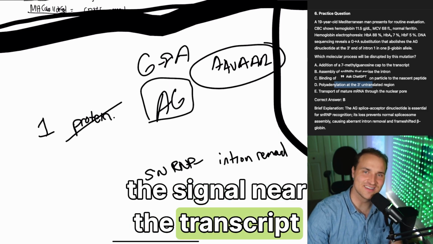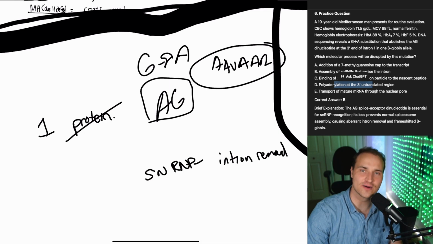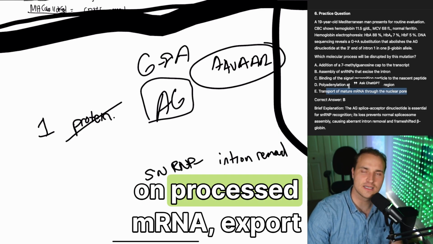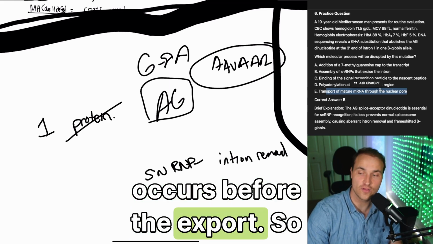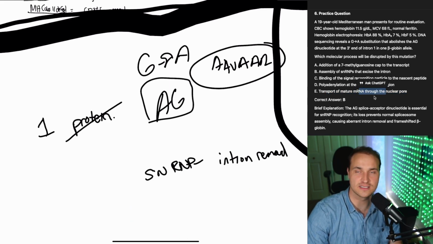That's the signal near the transcript end, and it's unaffected by your intronic age. And of course, your nuclear export is going to be E, what they're getting at there. So you transport the mature mRNA through the nuclear pore. That relies on processed mRNA export proteins, and the splicing occurs before the export. So before this is even exported, the splicing will occur.